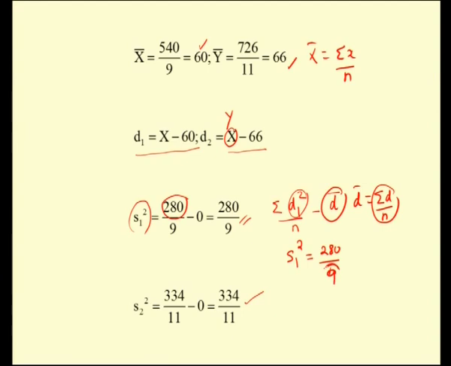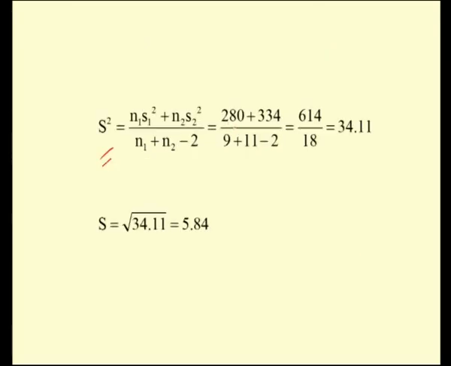This 9 is nothing but your n. Therefore, n S1 squared is equal to 280, where n is here n1 for the first sample. So here it becomes 280. Similarly, for the second sample it is 334. First sample size is 9, second sample size is 11, and when you subtract 2, you will have 18. So on dividing, you will get 34.11. So you actually want to find out the standard deviation, take the square root, you will have 5.84.